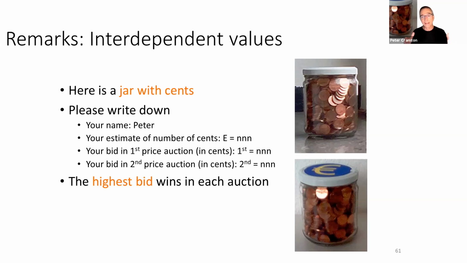Let's say I estimate it's 550, then in a second price auction, I might want to say, well, I estimate it's 550, and so I've got incentives to bid my value, so I'll bid 550. So that might be a reasonable bid.